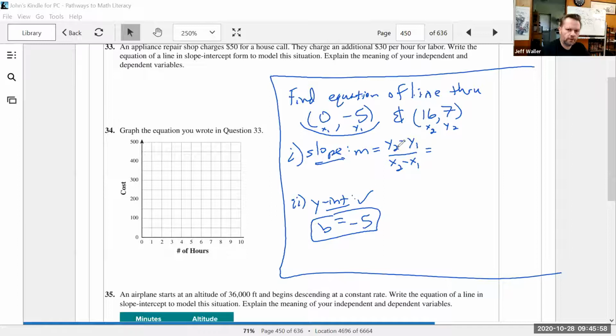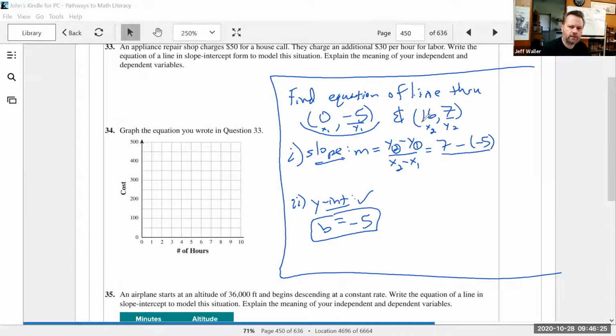So all the little 2 and the little 1 means is the second y minus the first y. So on the top, I would put 7 minus -5. So it's just subtracting the 2 y's. I want to see how much did it go up or down. I want to see how different are the y pieces.